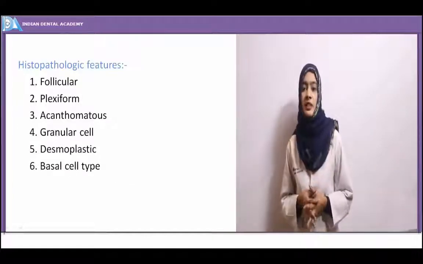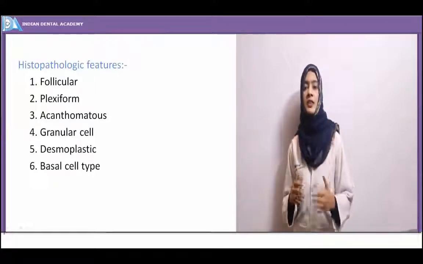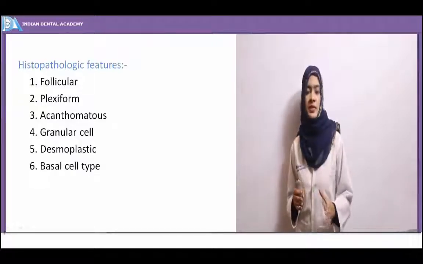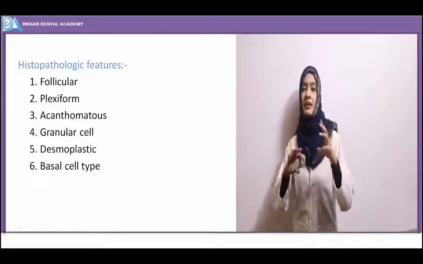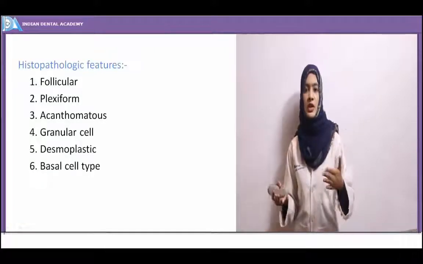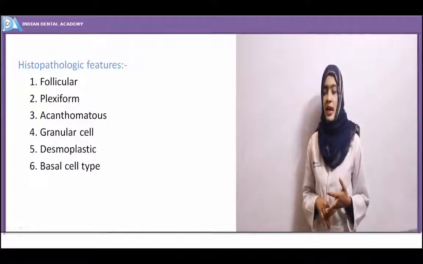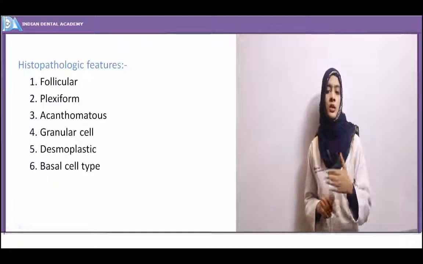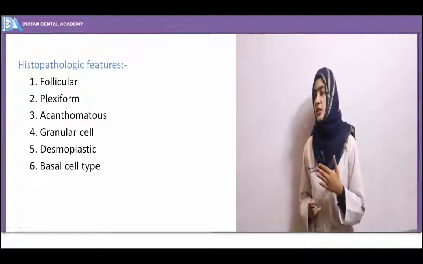Now the microscopic pictures of ameloblastoma are very characteristic because they show different patterns of appearance. The epithelial component and the mesenchymal component both will be present, but they show a characteristic pattern. The arrangement is a little bit different. Based on their arrangement, it is divided into follicular, plexiform, acanthomatous, granular, desmoplastic, and the basal cell type. So we'll study how the epithelium is arranged in each of these lesions.